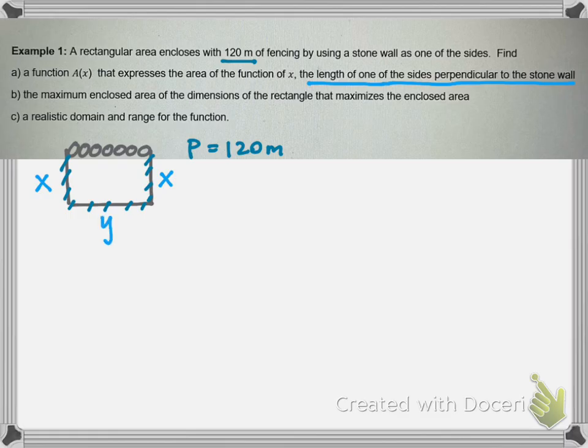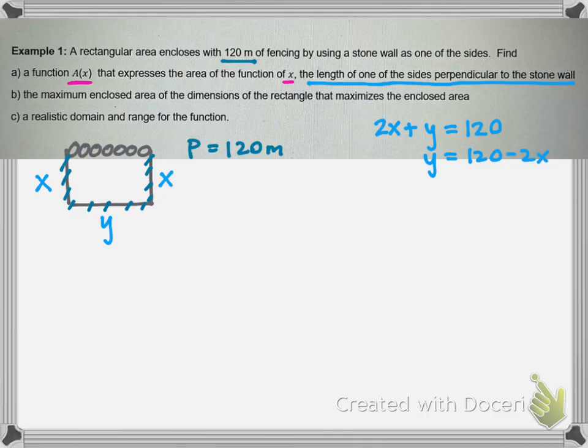In terms of perimeter, normally perimeter of a rectangle is 2 sides added plus another 2 sides added, but I don't have fencing for the stone wall because the stone wall is already built. So we know that we have 2 X's plus 1 Y is equal to 120. I'm going to solve for Y so that I have my equation in terms of X's. I want everything to be in terms of X's because they're asking us to write an area function in terms of X.